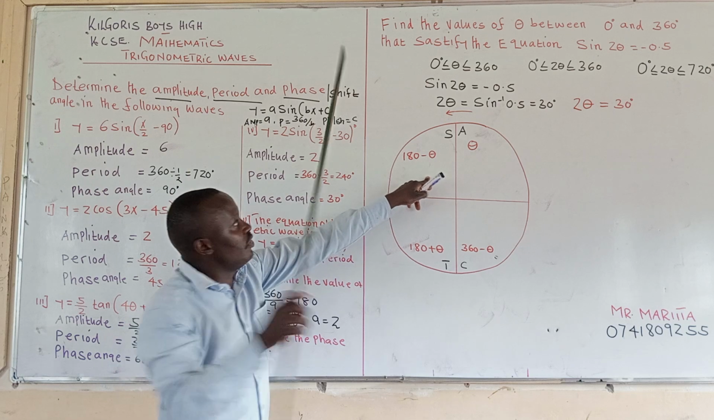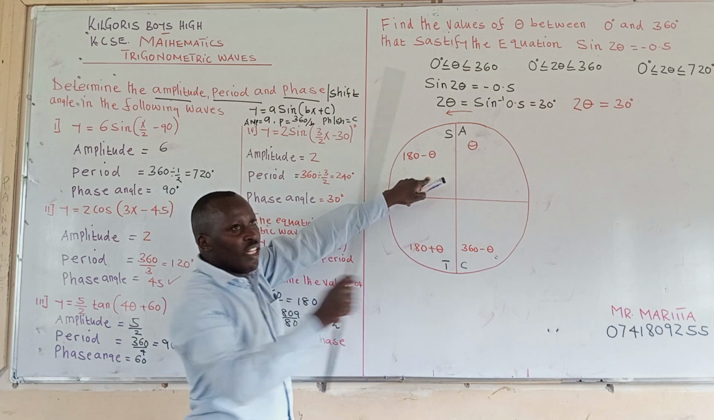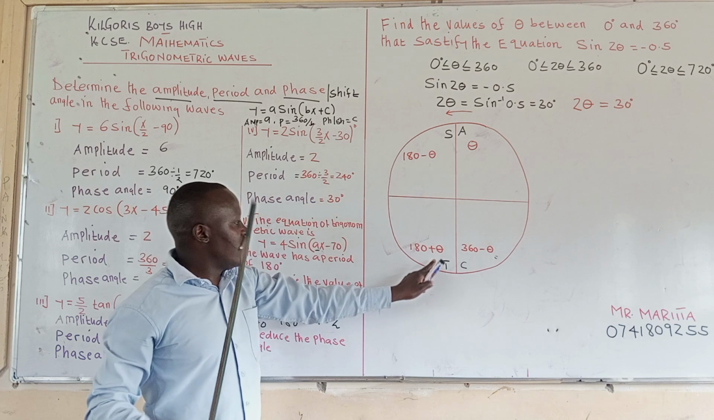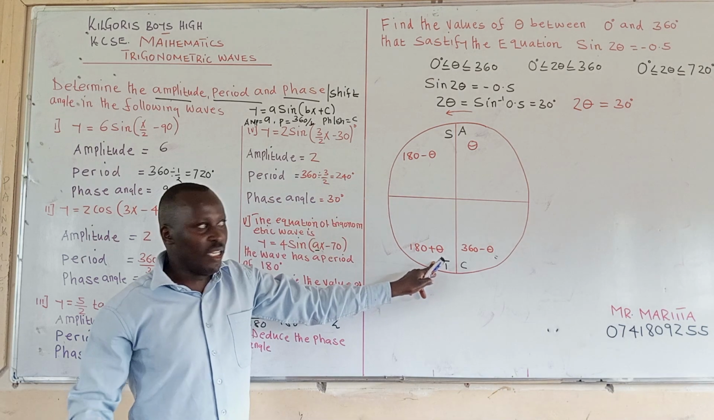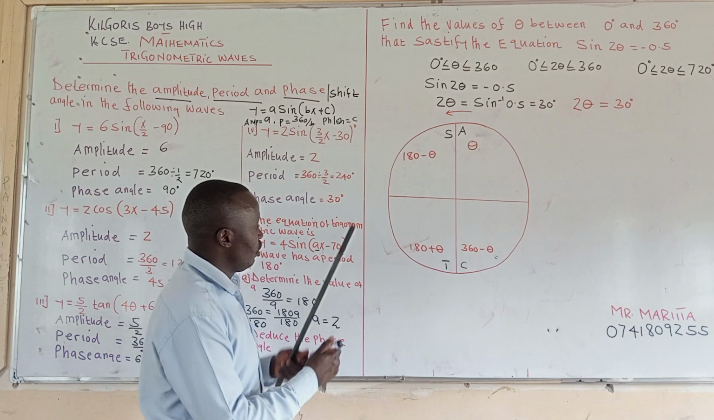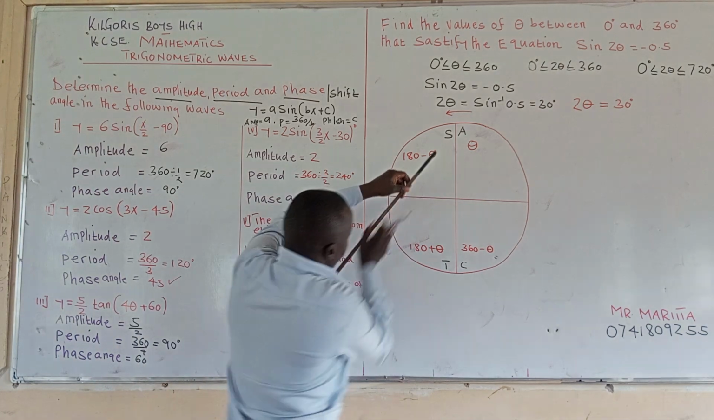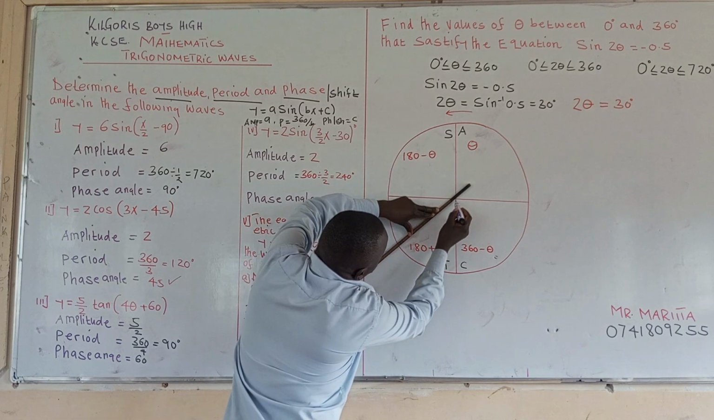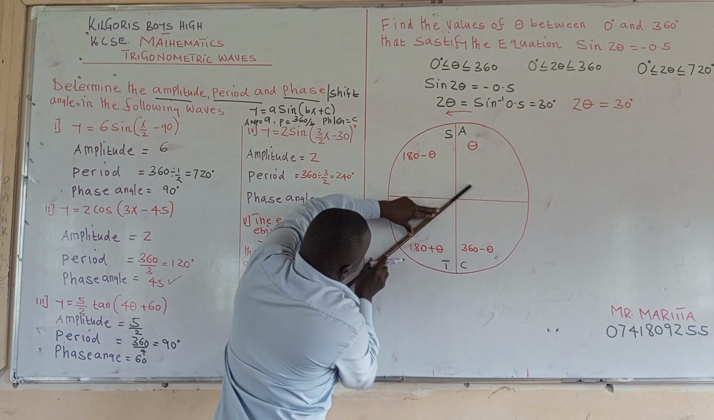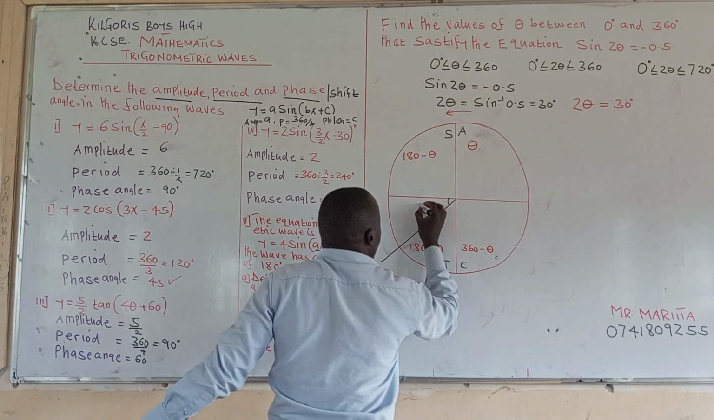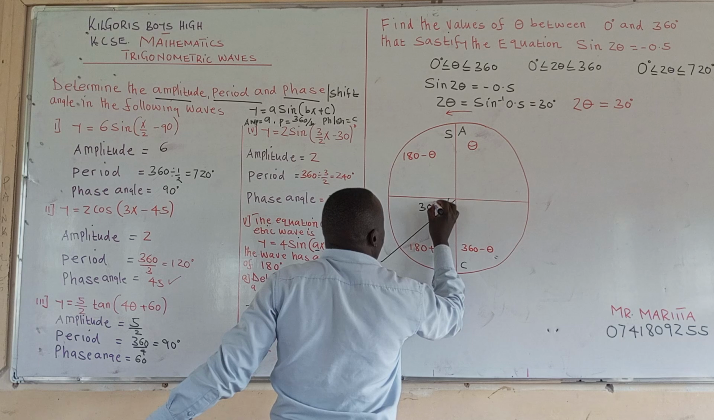So if it is positive, and here we're talking about a negative, therefore we cannot find it in the second quadrant. The tangent is positive, meaning cosine and sine are negative. So our first solution, we have it on the third quadrant. This is where we have our first solution. This is 30 degrees.